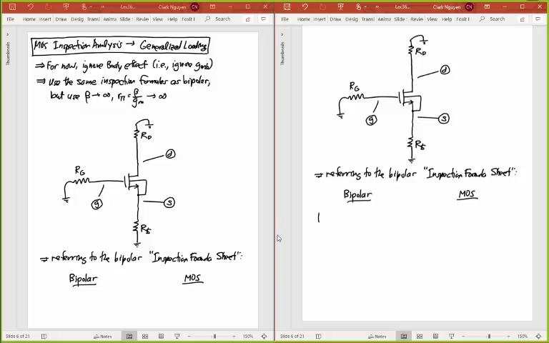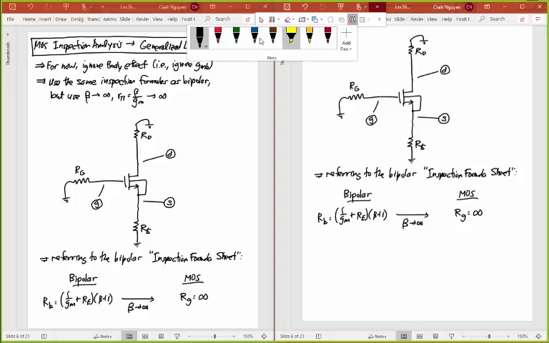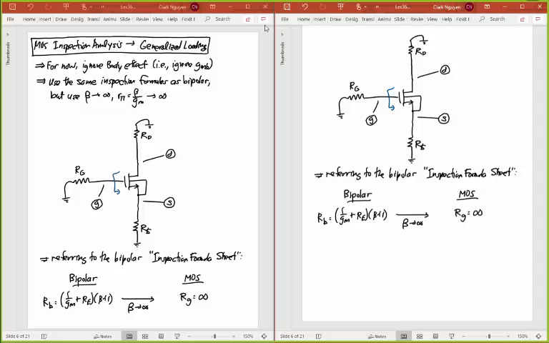So when I was looking into the base of my bipolar transistor, I got an input resistance equal to 1 over GM plus whatever resistance was hanging off of my emitter, times beta plus 1. Well, to go to MOS, again, what I want to do is make beta go to infinity. And so my MOS equation in this case, for the resistance seen looking into the gate of my MOS transistor, is going to be infinity. What I just did was take a look at the resistance seen looking into the gate. So that's this resistor right here, which I'm going to call R little g.